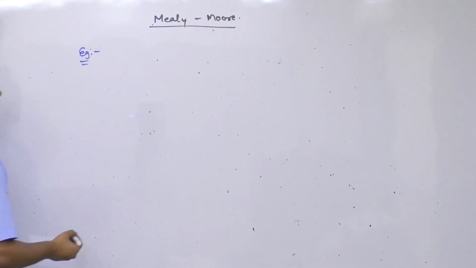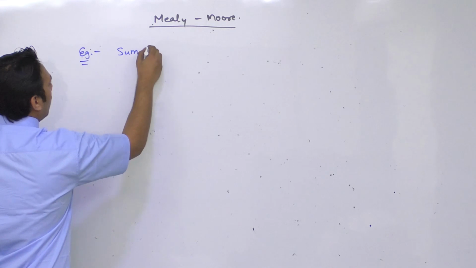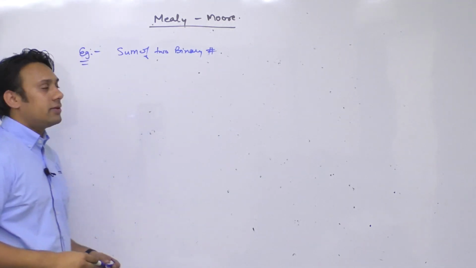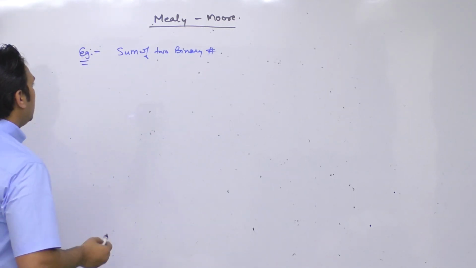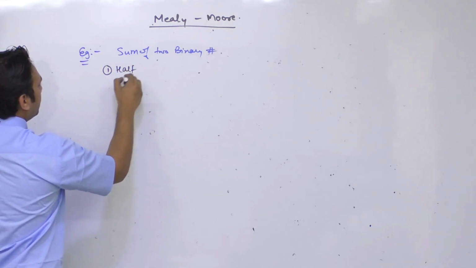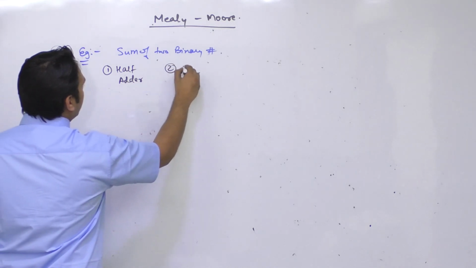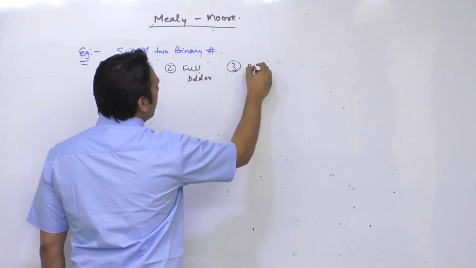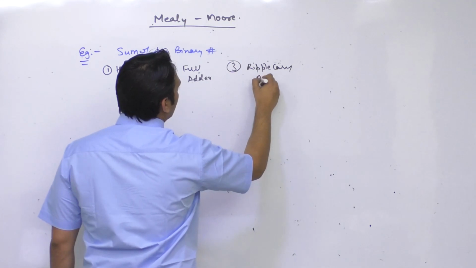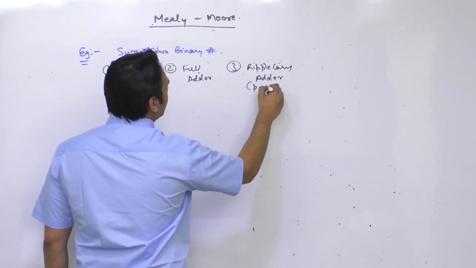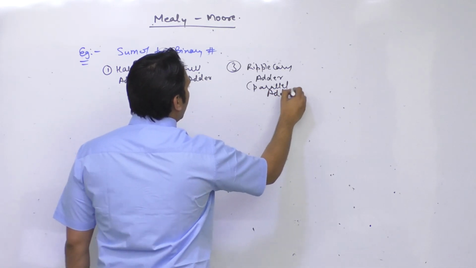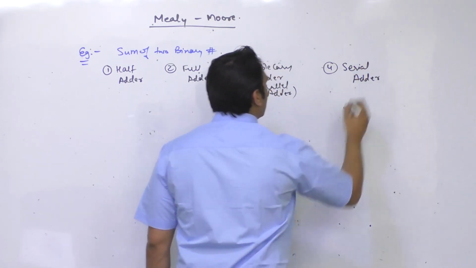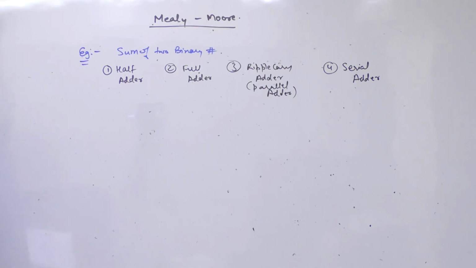I told you earlier also, let us suppose we do the sum of two binary numbers. There are various methods for how you can do it. We have something called a half adder. Then we created something called a full adder. Then we created something called a ripple carry adder, which is basically an example of a parallel adder. And then we created something called a serial adder. So I'll show you a block diagram of the difference between all four of them.